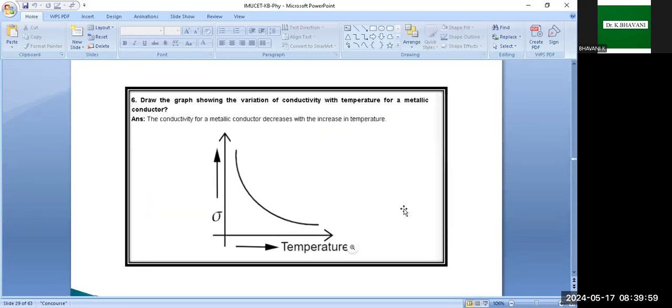Next, draw the graph showing the variation of conductivity with temperature for a metallic conductor. To show the variation of conductivity, we take temperature on the x-axis and sigma on the y-axis.